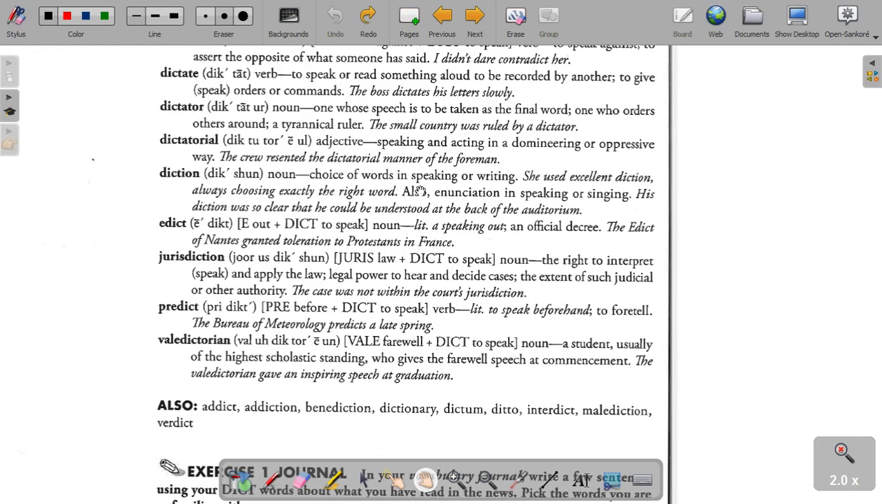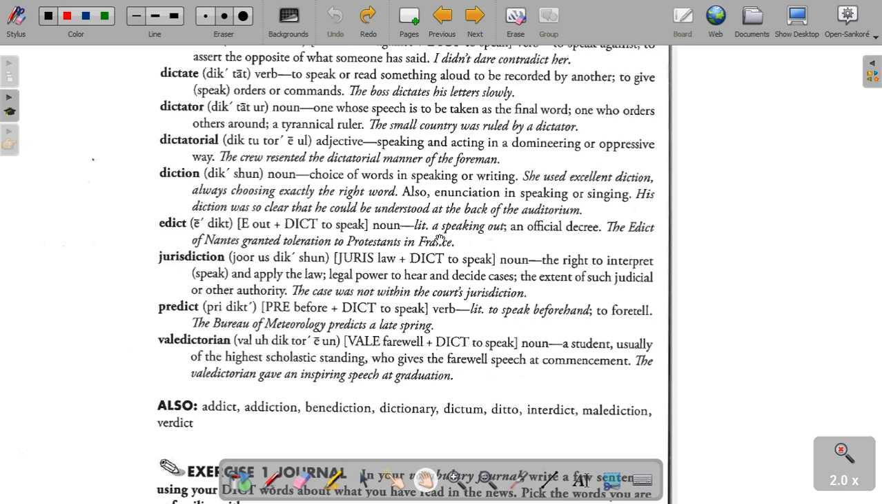Diction is just choice of words in speaking or writing. So she used excellent diction, always choosing exactly the right word. It could also just be enunciation in speaking or singing. His diction was so clear that he could be understood at the back of the auditorium. So people who do a lot of public speaking probably have good diction. They are eloquent speakers and they have good diction because they pronounce things very exactly. Then there's an edict. An edict is an official decree.